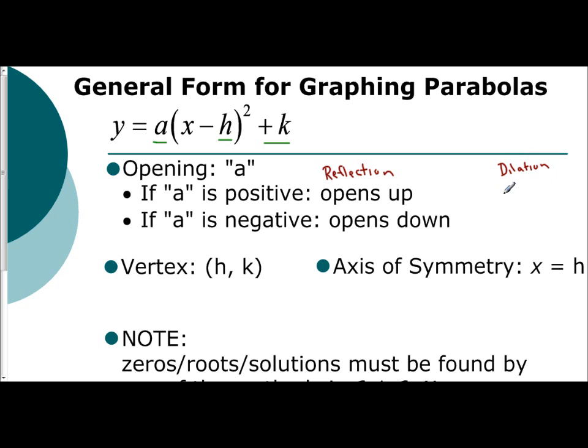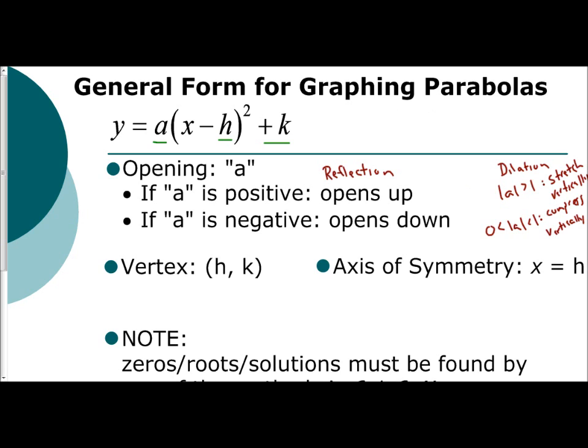If a is large, so if the absolute value of a is greater than 1, that means it stretches vertically. If a is small, so it's between 0 and 1, then it compresses vertically. And so that's a. A affects the reflection and the dilation.